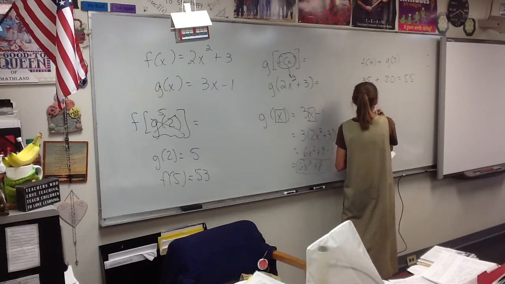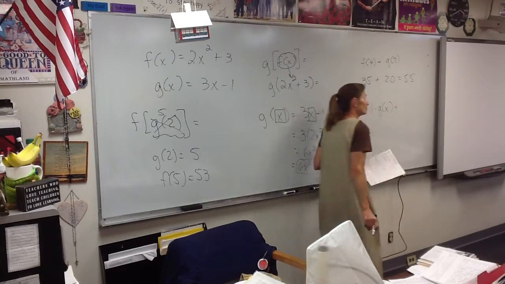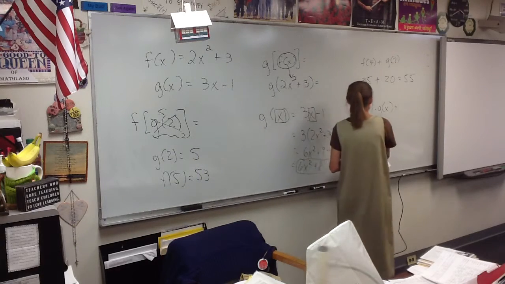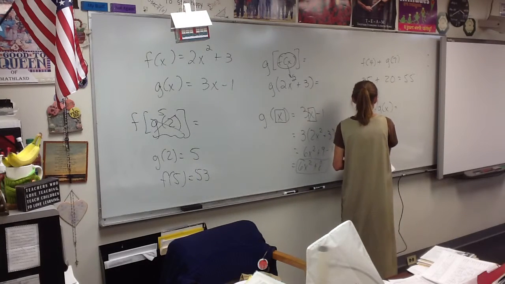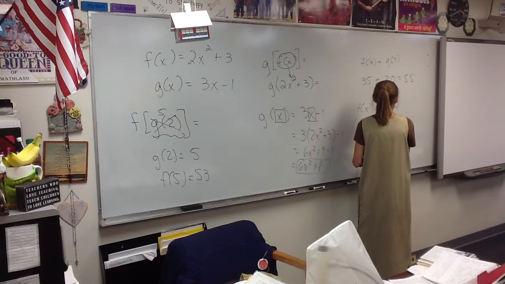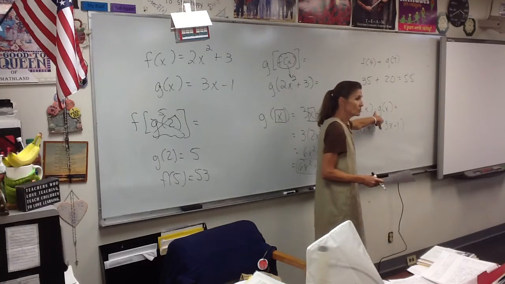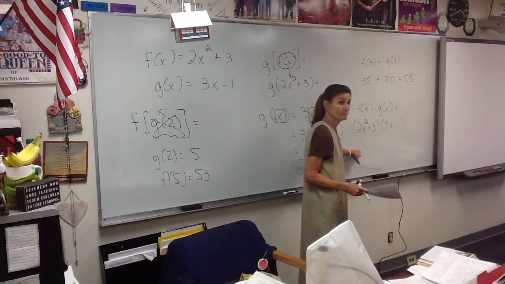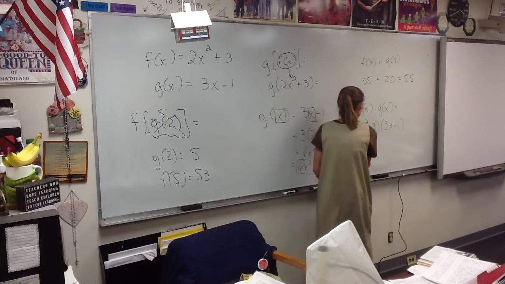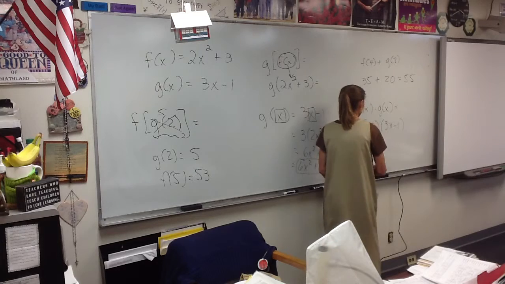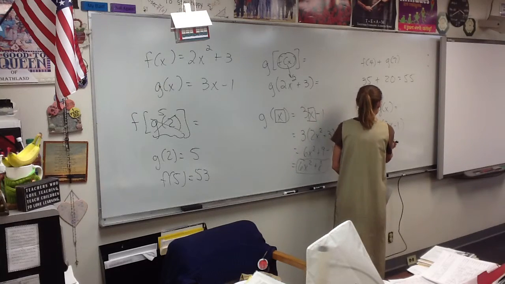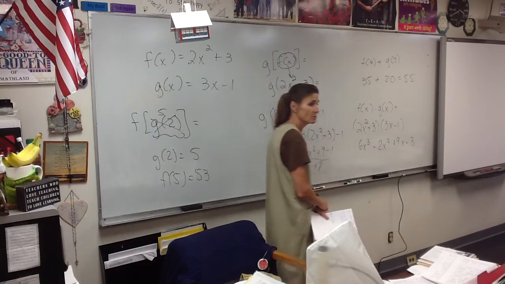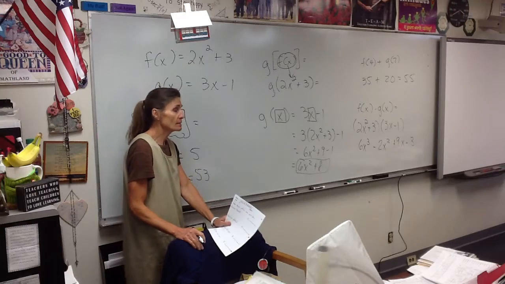F of X times G of X. What's F of X? 2x squared plus 3. Very good. What's G of X? And what am I supposed to do with those two things? Multiply them. So this is going to be a FOIL situation. So 6x cubed, that's first comes first, minus 2x squared plus 9x minus 3. Yep, you're right. That's your answer. It's as simple as that. We're just multiplying.